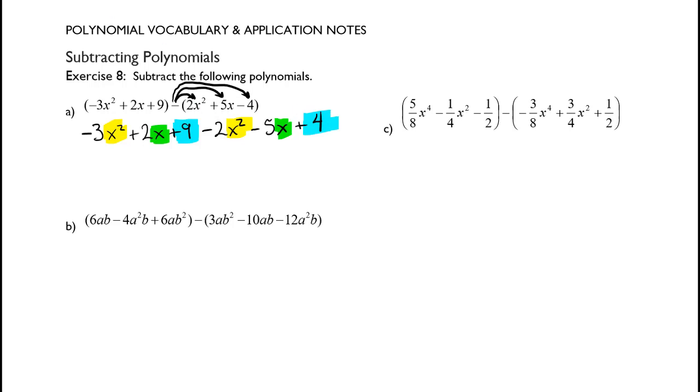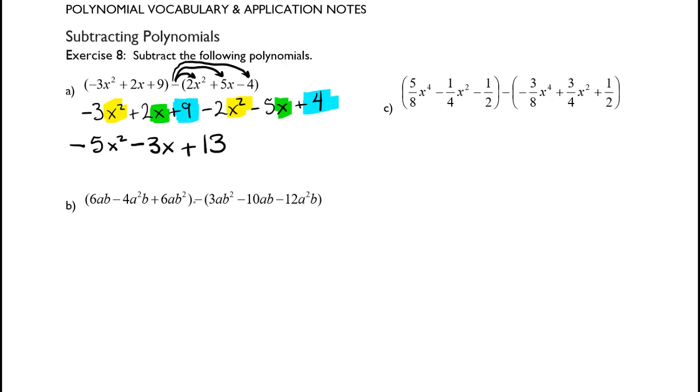Now that they're highlighted, I can go through and combine them. Negative 3 minus 2 is negative 5x squared. A positive 2x minus 5x is minus 3x. A positive 9 plus 4 gives me positive 13.